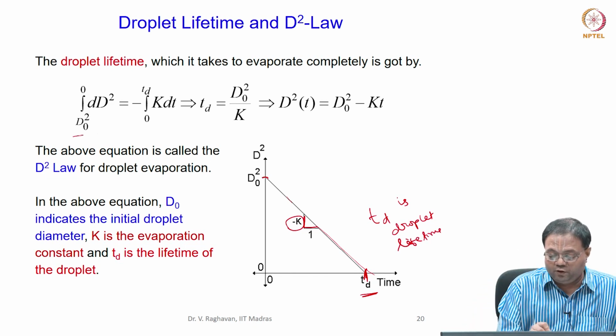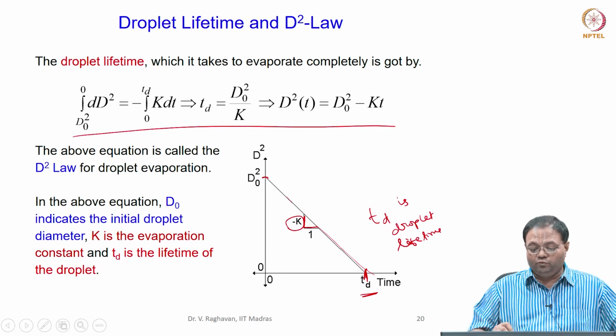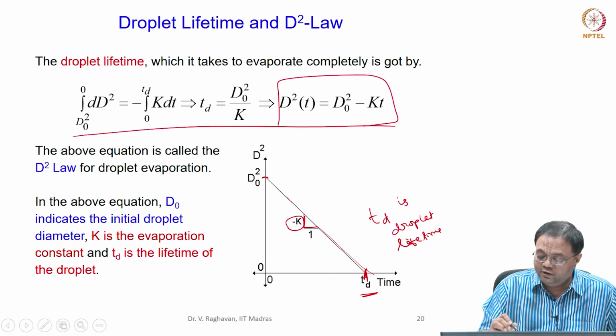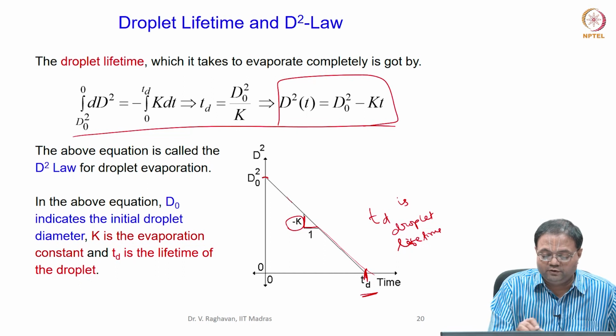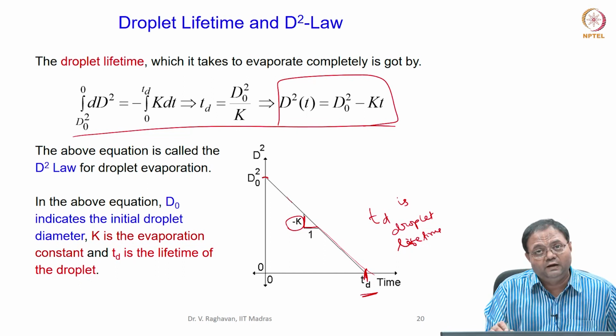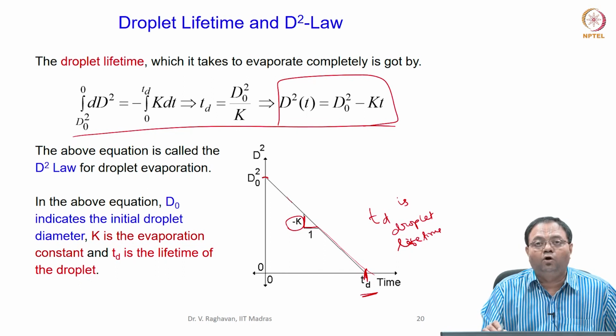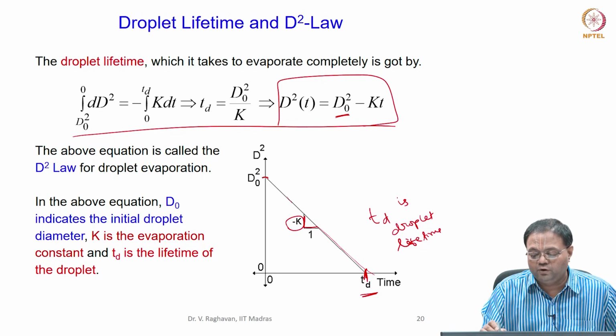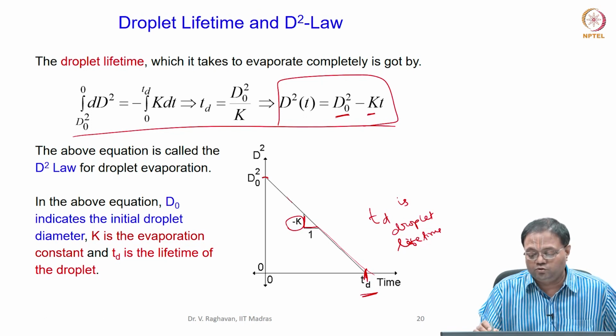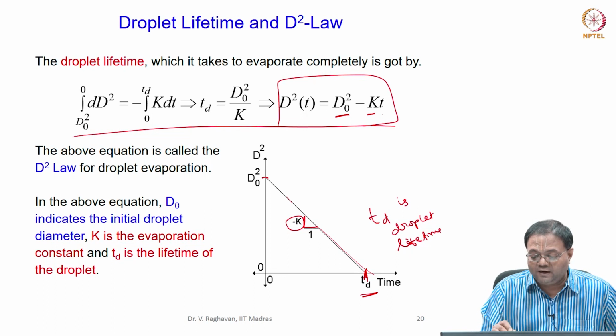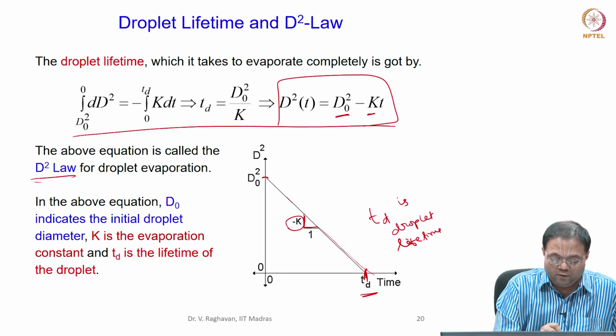Okay, so now that is what we are going to put here. Integrating this, d square at any time will be equal to d naught square, that is the initial droplet diameter square, minus K, the evaporation constant, times time. That is called the d square law. It is very important.